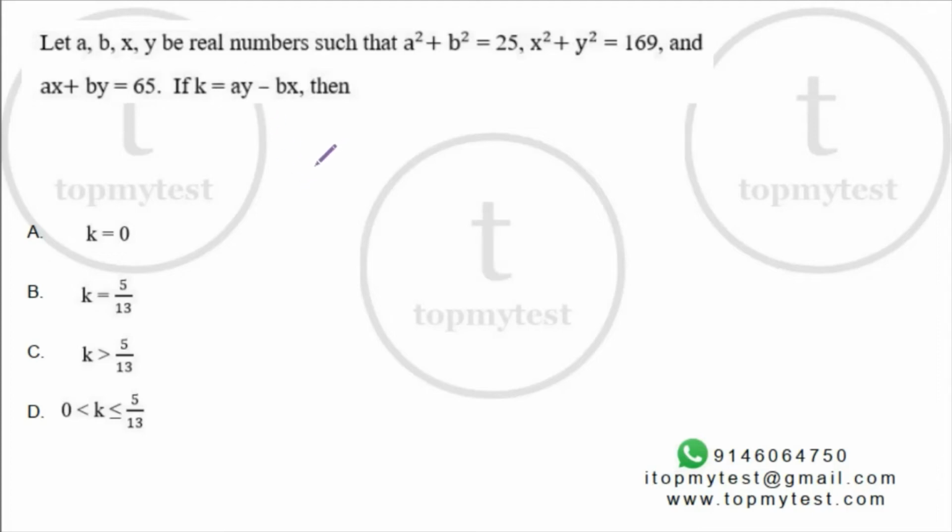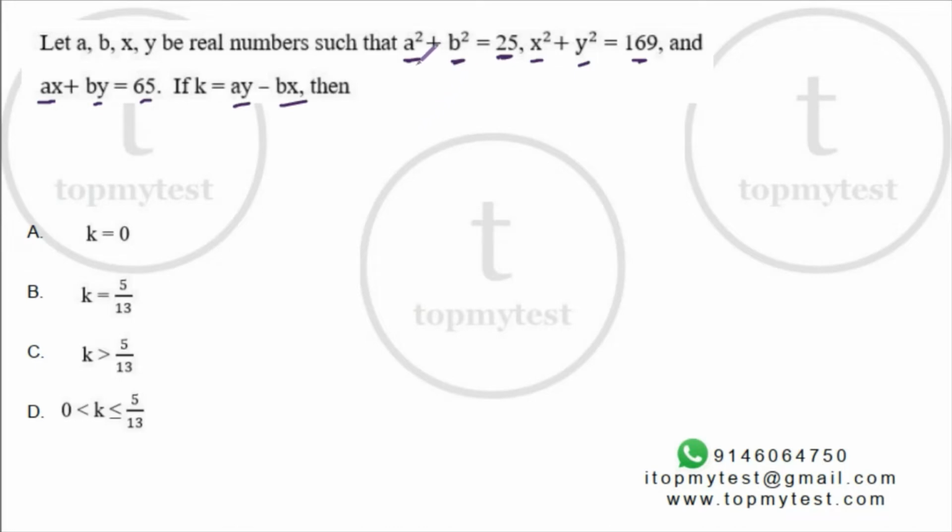Hi, this is a pretty interesting question on algebra. Let's see what this is. A, B, X, Y are real numbers such that A square plus B square equals 25, X square plus Y square equals 169, and AX plus BY is equal to 165. What is the value of K if K is equal to AY minus BX?